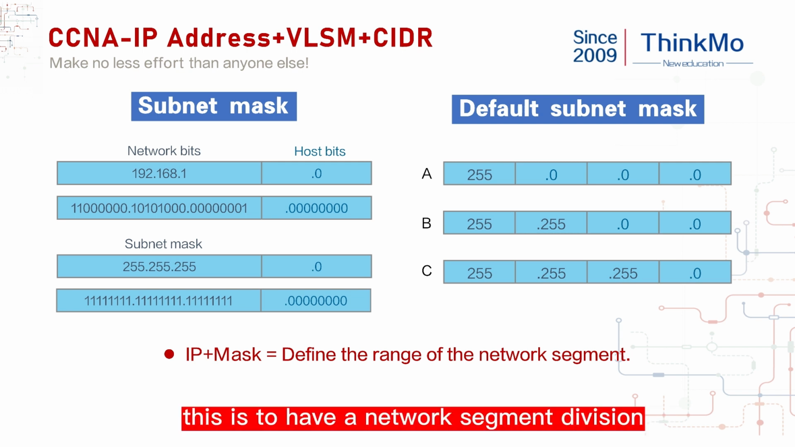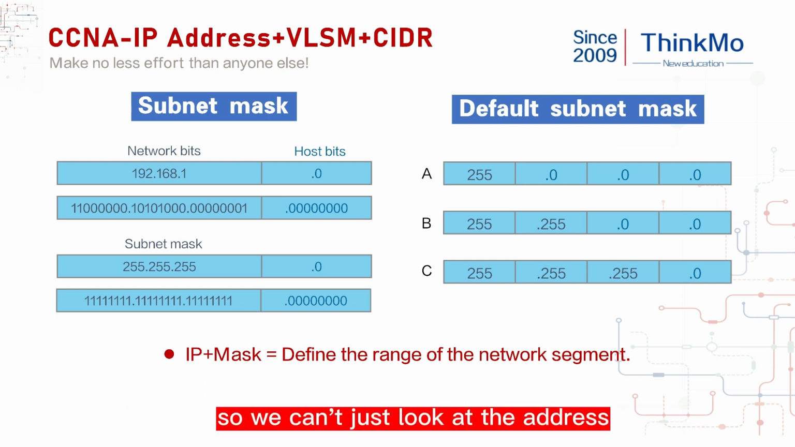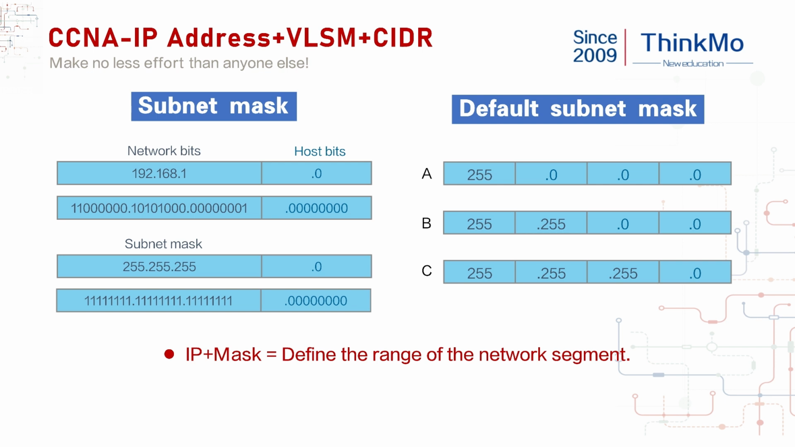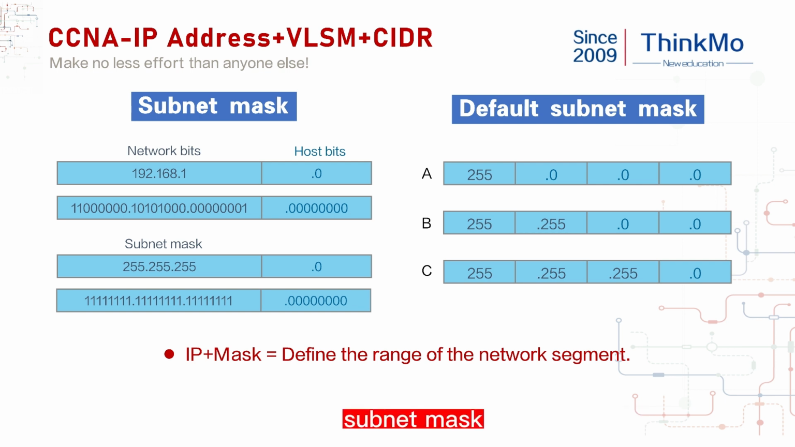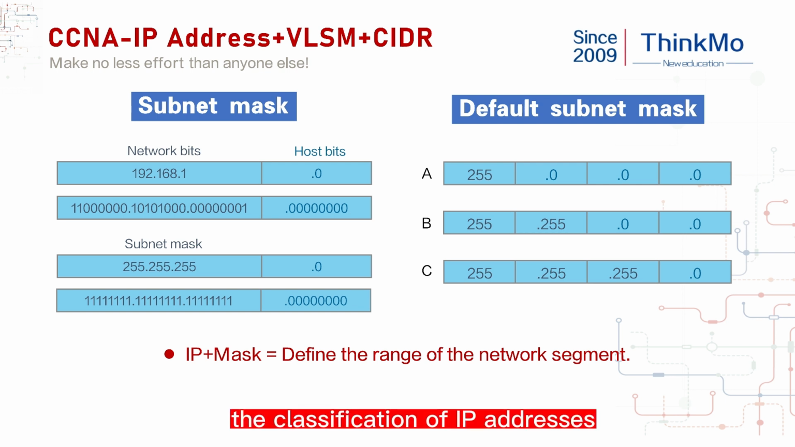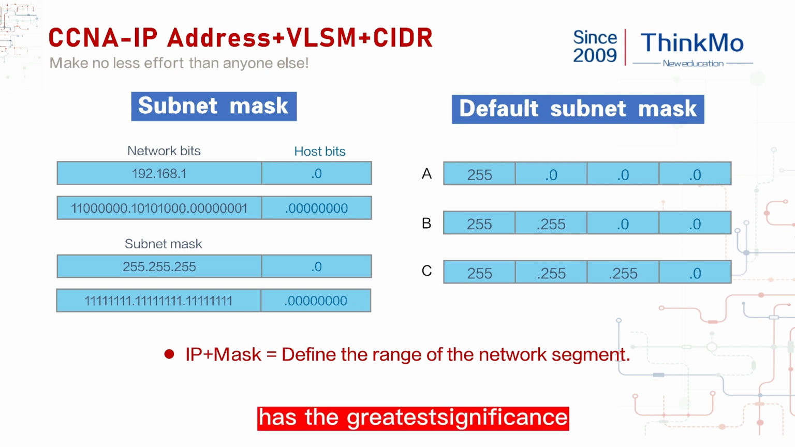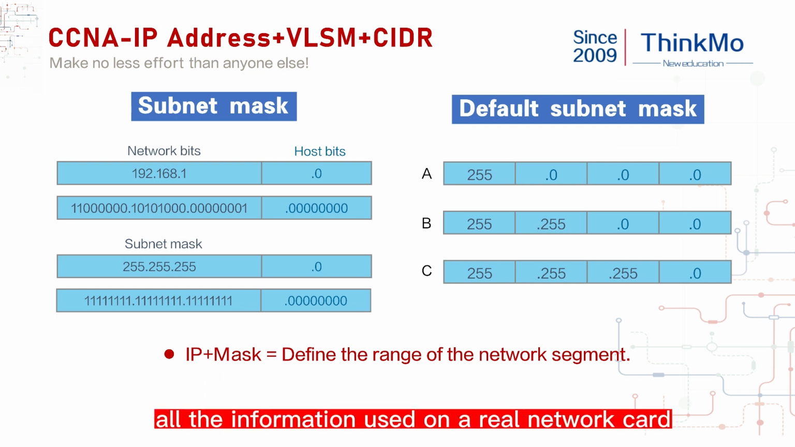Because whether they can communicate directly depends on the network segment division. You may have heard a sentence: devices on the same network segment communicate directly, and different network segments cannot communicate directly. So we can't just look at the address; we have to look at the network segment. So we have to combine another parameter, the subnet mask. Only after combining the subnet mask does the classification of IP addresses have the greatest significance. It can constitute all the information used on a real network card.